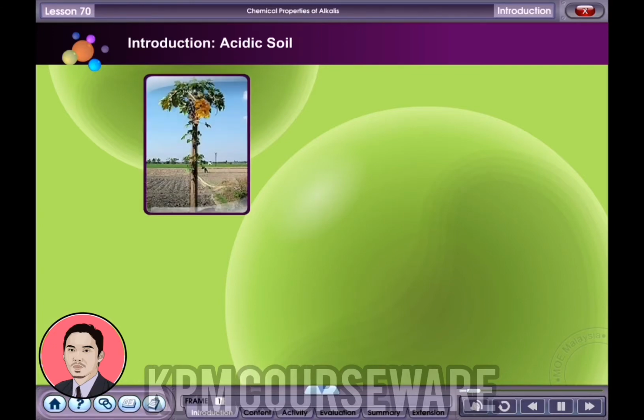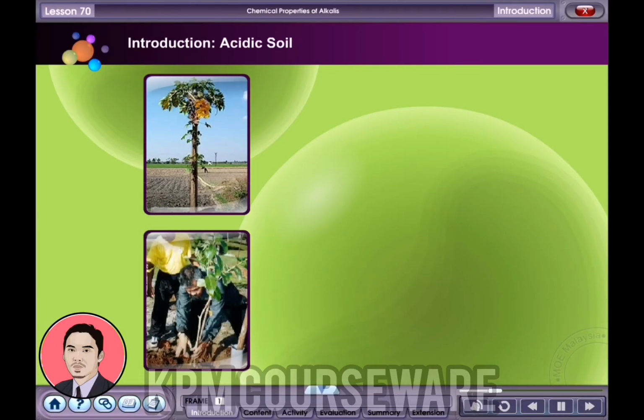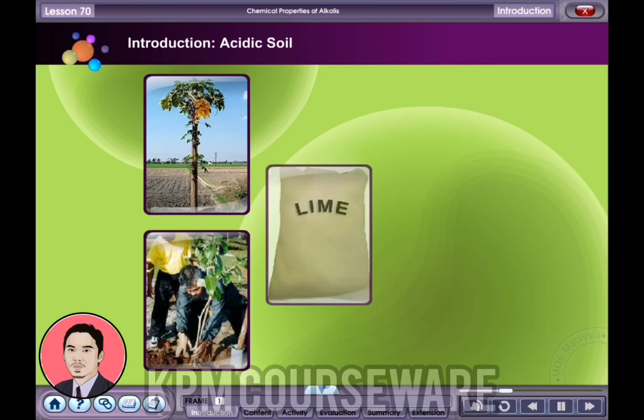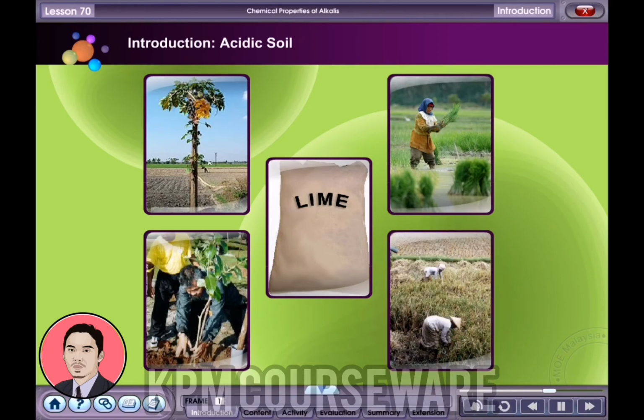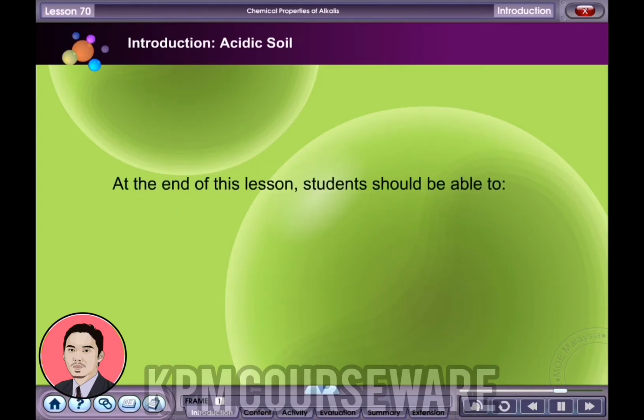Look at the papaya plant. It does not grow healthily. Some plants don't grow well in acidic soils. To reduce the acidity, farmers spray an alkali called lime on the soil to neutralize the acid. Why? At the end of this lesson, students should be able to describe chemical properties of alkalis.